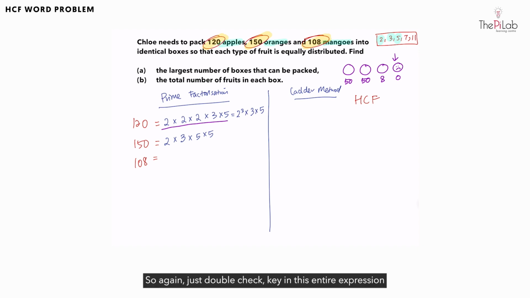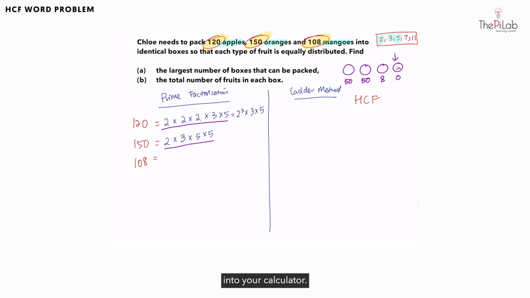So again, just double check. Key in this entire expression into your calculator. You should get back 150. After that, write it down in index notation form. 2 times 3 times 5 squared.